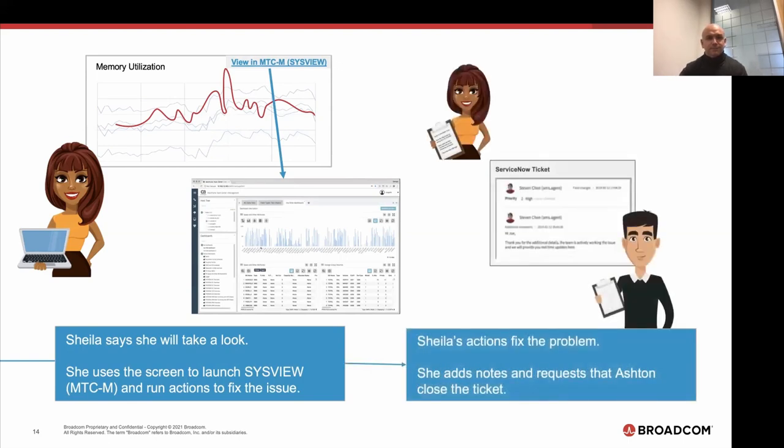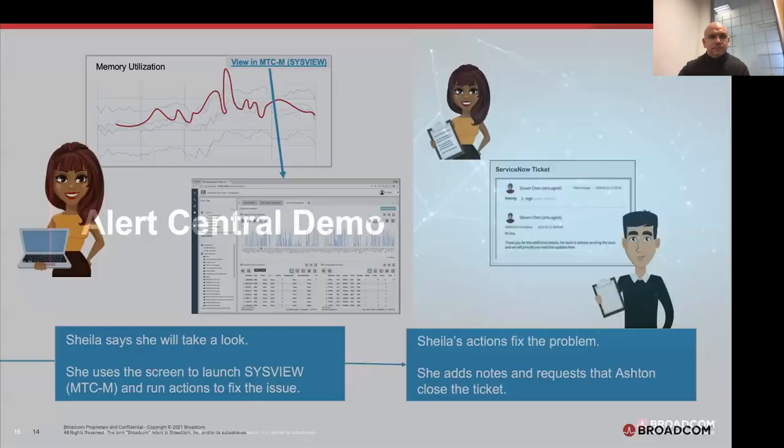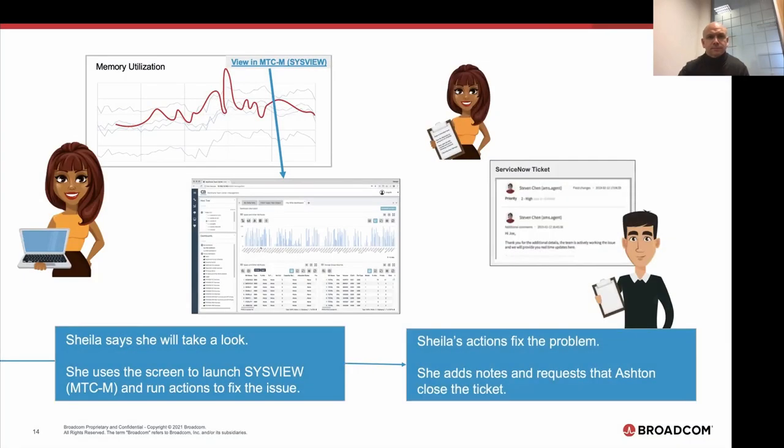All of the actions that Sheila is taking, she's going to update the incident management ticket, add notes, add information. So now Ashton knows that she's working on that, or the problem is resolved and the incident can be closed.